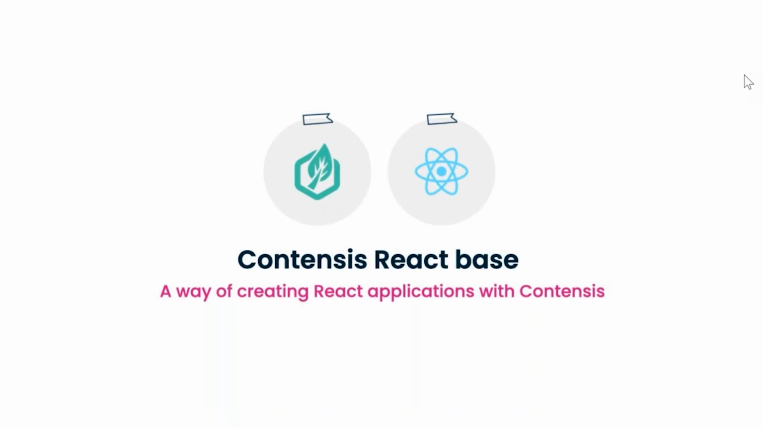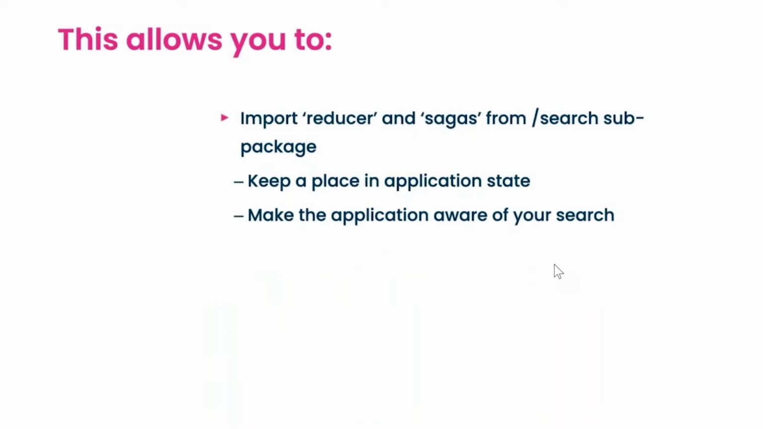So you can point your application to a specific route, it should query it from site view, and it should then return an entry for you to then render out in whatever web page format that we wish to render. Inside that Contensis React base as well, we'll also need to import what we call reducers and sagas from our search sub package. What that will do is the reducer will keep a place for us in the application store, and it will also load our configuration into that store as well.